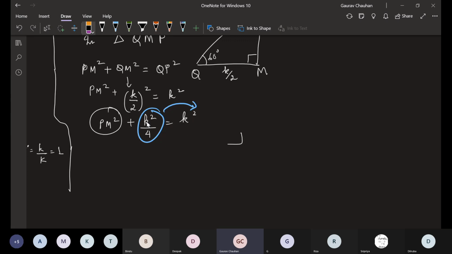K square minus. You're telling me the right hand side? Yes, sir. Okay, tell me. K square minus k square by 4, sir. K square by 4. Okay, what will come in the left side? PM square, sir. PM square only. Okay, I have to find PM. I'll leave PM square in the left side.